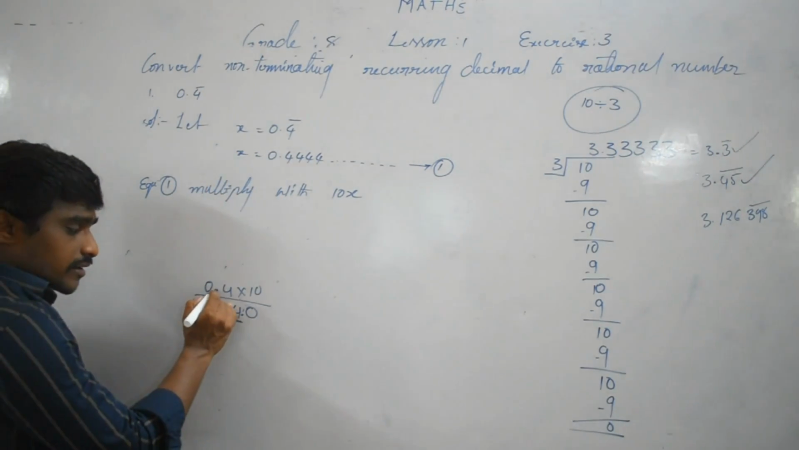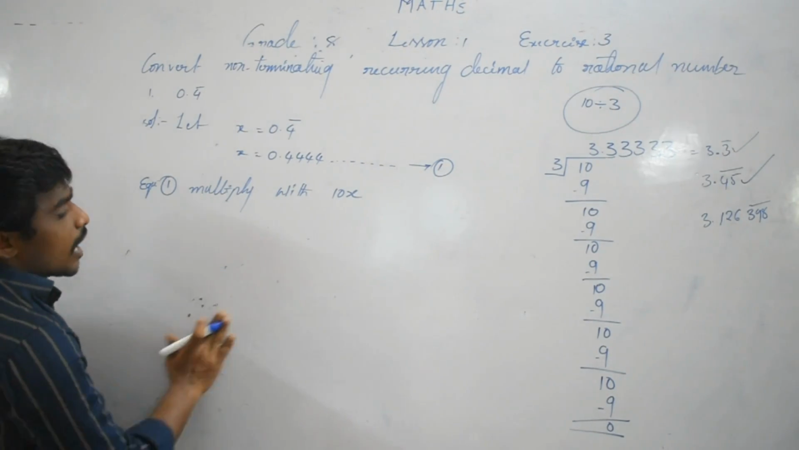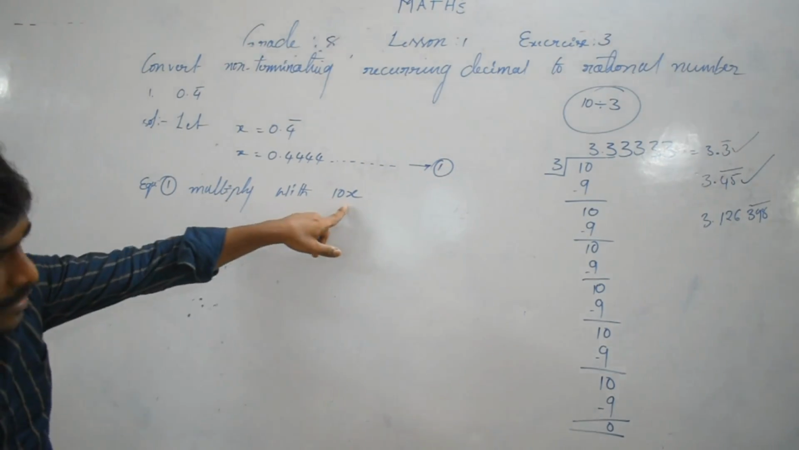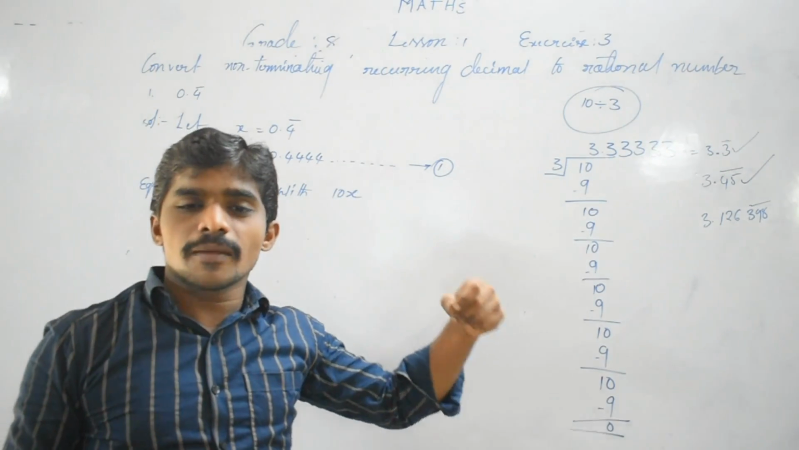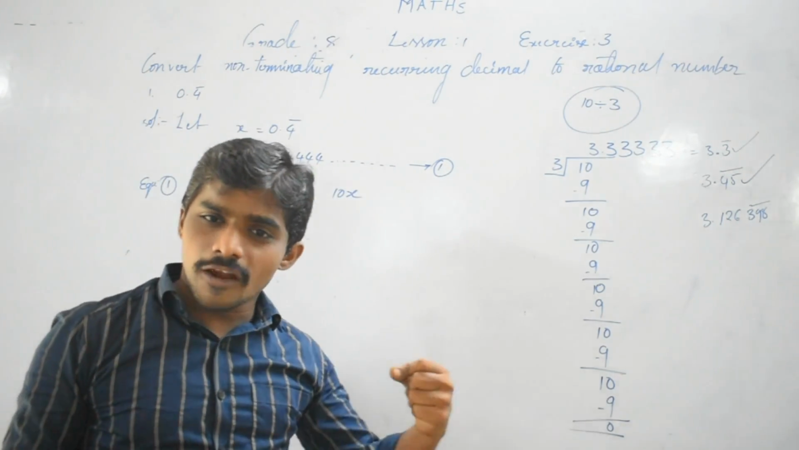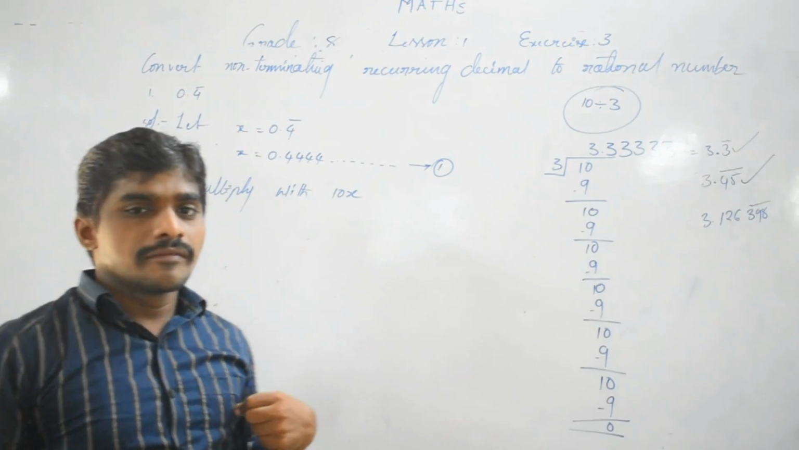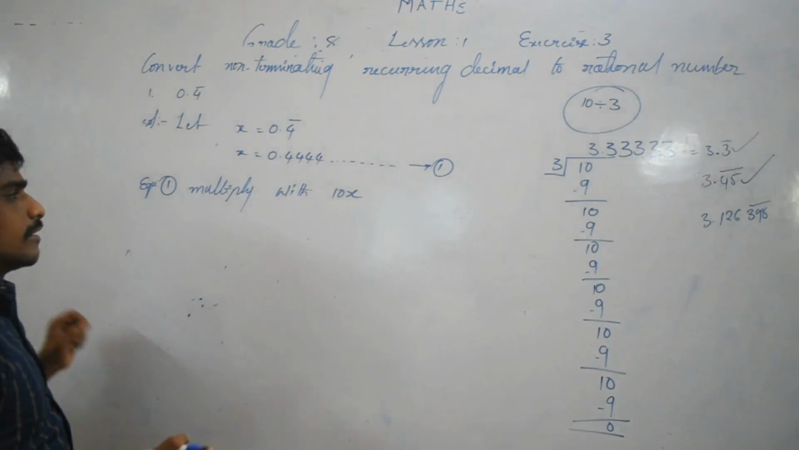So when there is one decimal place, we multiply with 10. When the point is after two decimals, we multiply with 100. When the point is after three decimals, we multiply with 1000.